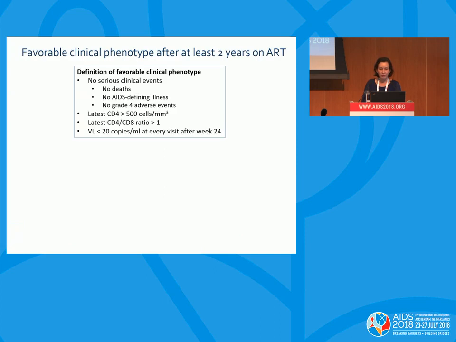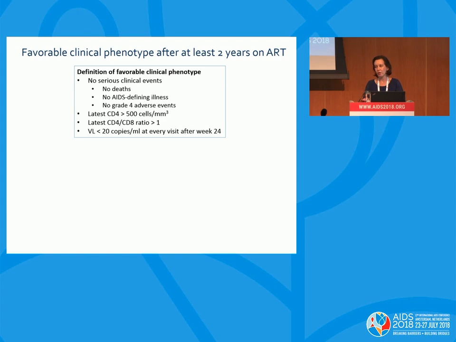We now have the opportunity to look at clinical outcomes in the acutely treated participants in Bangkok, Thailand at the Thai Red Cross AIDS Research Center. We started the study in 2009 and so have now several hundred people who have been on treatment for several years. We wanted to look at a favorable clinical phenotype, and we defined it as having no serious adverse events, high latest CD4, and high latest CD4-CD8 ratio.